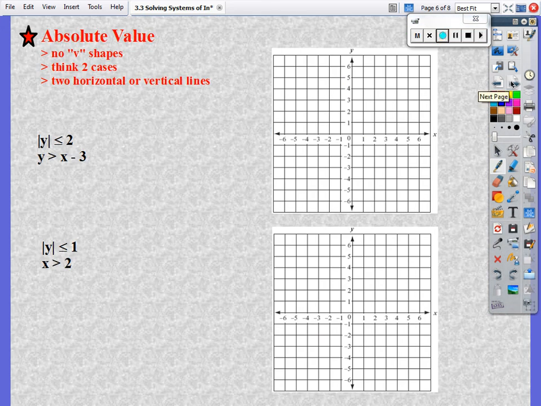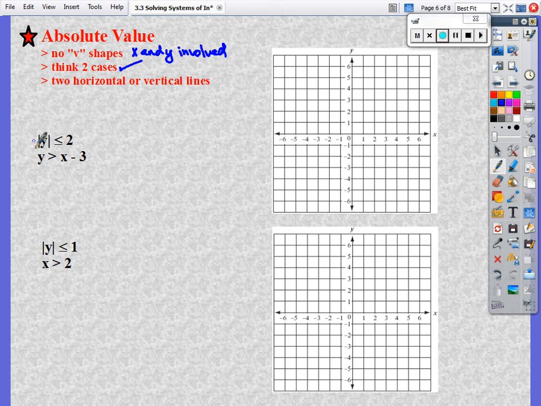We've got some absolute values. Now, with absolute values, I want you to think two cases, definitely two cases here. But take a look at both of these absolute values, and these are the only ones you're going to get in Algebra 2: notice that y is by itself on both of them. So what you have are two horizontal lines. We don't want to think V's. V's are when there are x's and y's involved. So we're not going to get a V shape. We're actually just getting almost like three graphs.